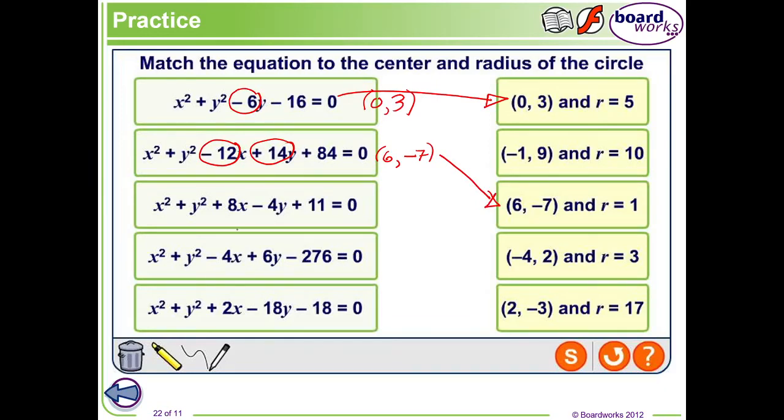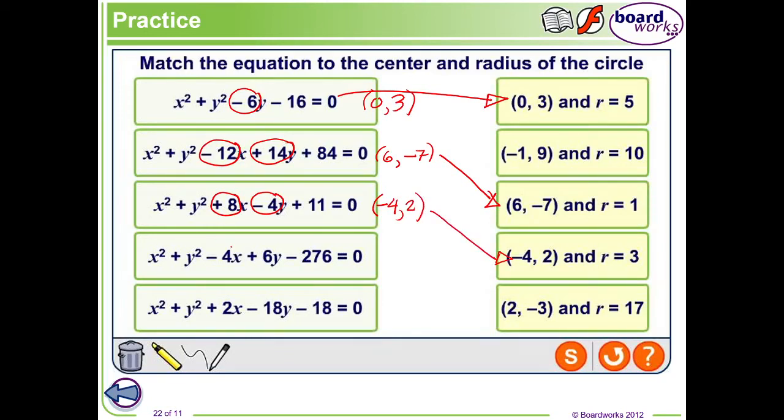Next. What about this one? What is its value? Take the opposite and divide by 2. How much is that? Negative 4. What about our k? This one. Opposite, then divided by 2. That's our answer.